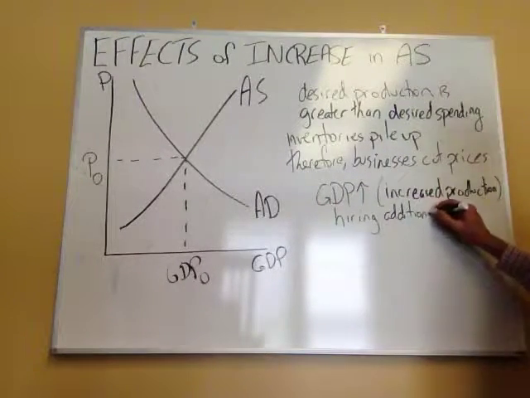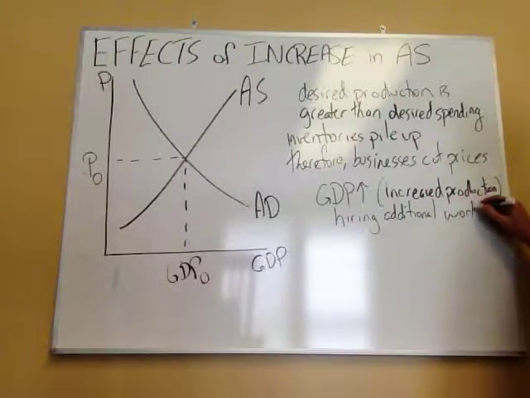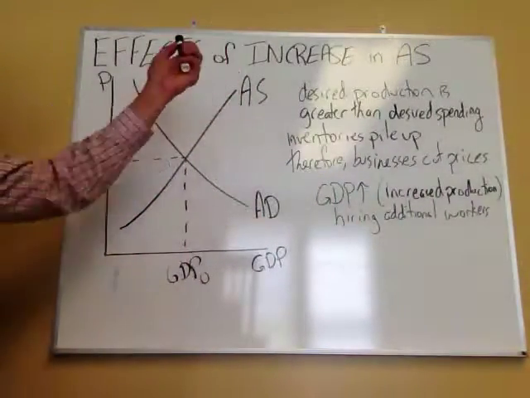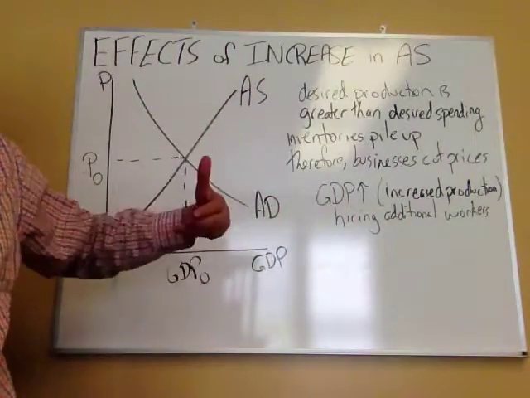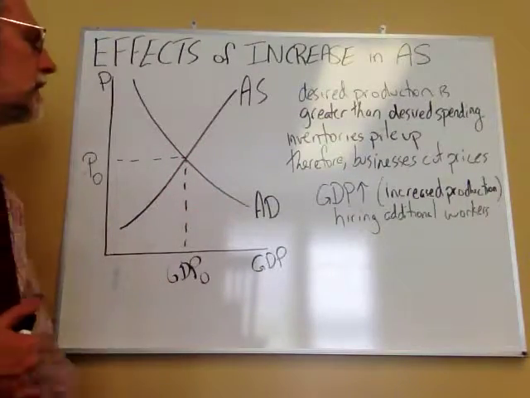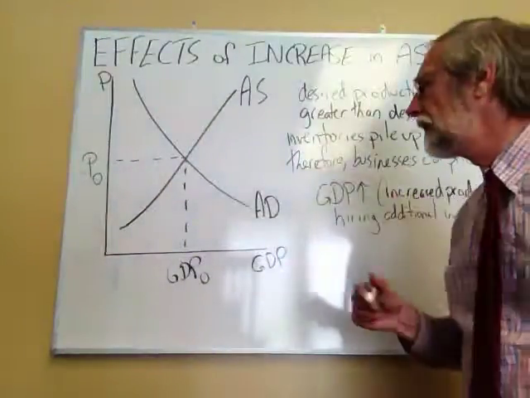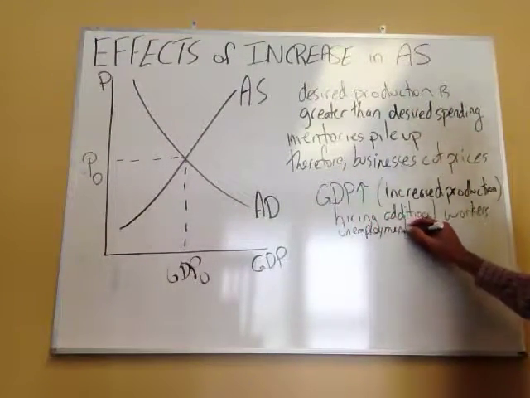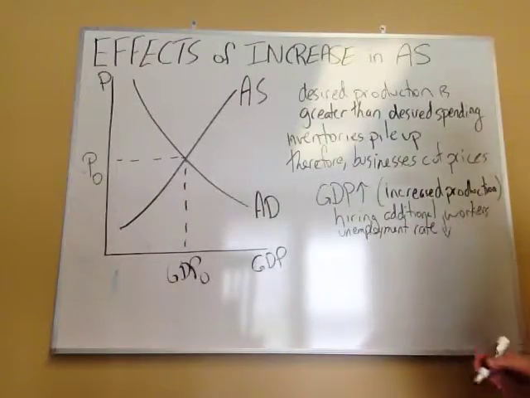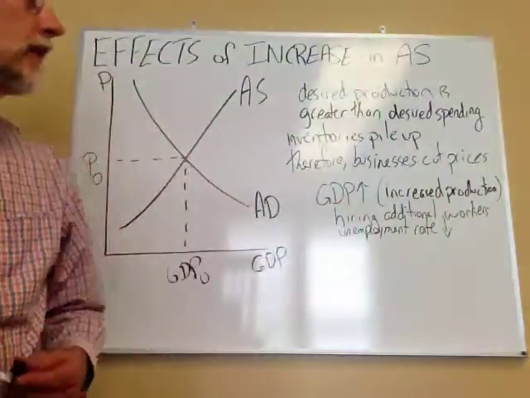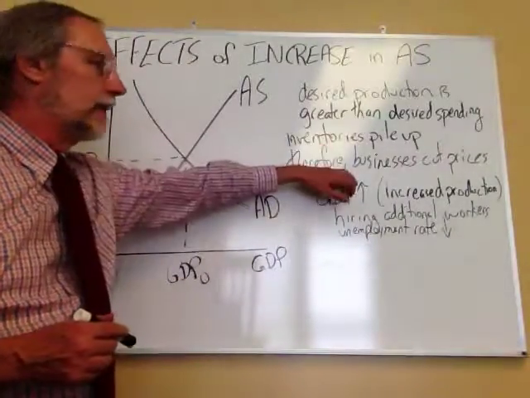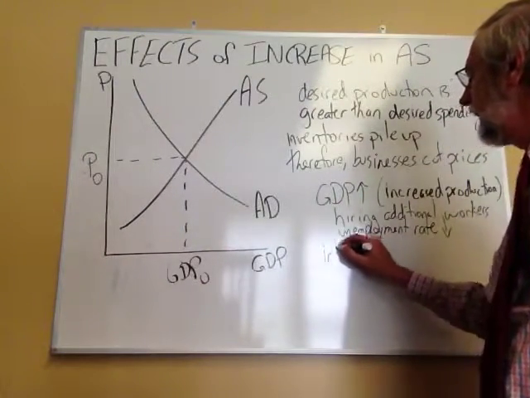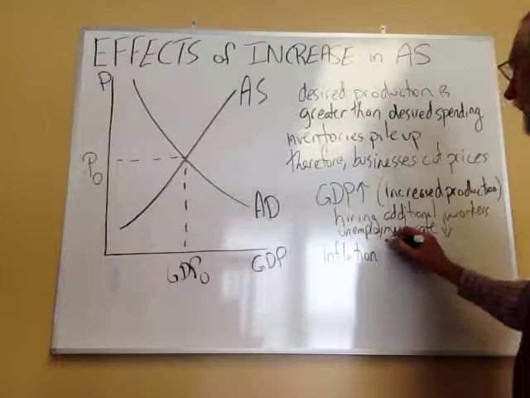Somewhere, additional workers are going to be hired. It may not be in the industry that's actually producing the product, but somebody's making the technology. And so therefore, because we're hiring additional workers, we can say that the unemployment rate goes down. And lastly, we know that businesses were cutting prices because their inventories were piling up, and so we can therefore say that the price level falls, the rate of inflation goes down.